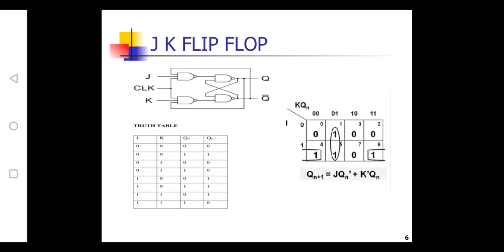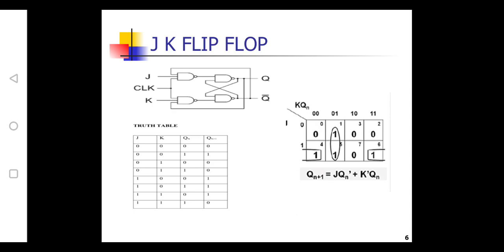If Qn is 0, Qn plus 1 is also 0. If Qn is 1, Qn plus 1 is equivalent to 1. If J is 0 and K is 1, it means S is 0 and R is 1, so it is a reset state. Whatever may be the value of Qn, whether it is 0 or 1, the output will always be in the reset state, which is equivalent to 0.